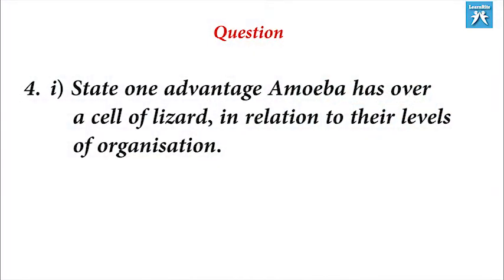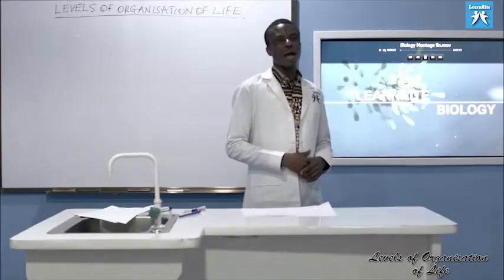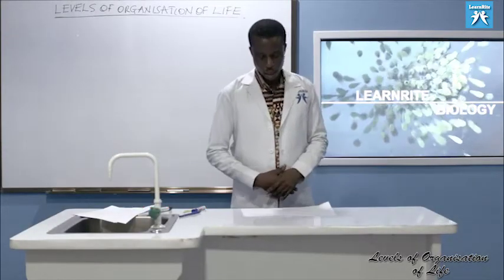State one advantage amoeba has over a cell of lizard in relation to their level of organization. The second part of this question: give 2 reasons for the advantage. So this is about unicellular over multicellular.